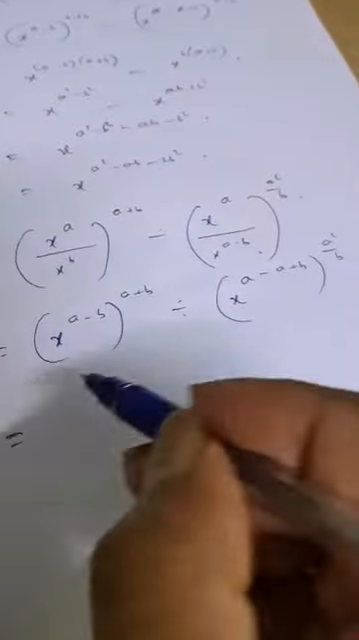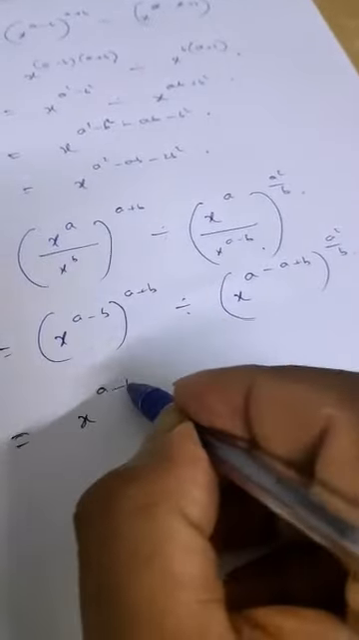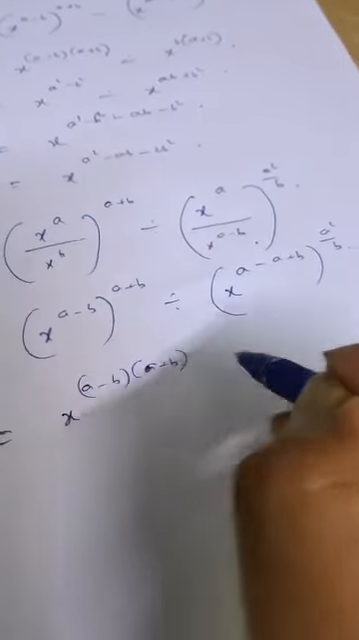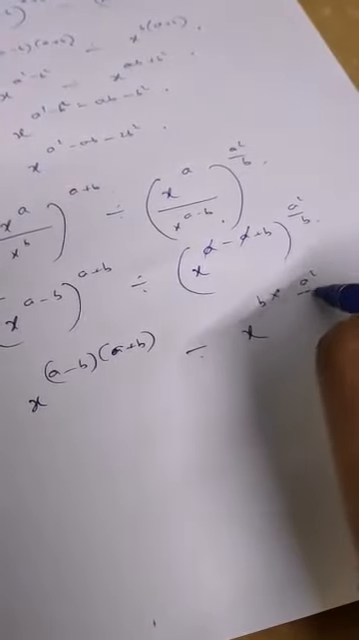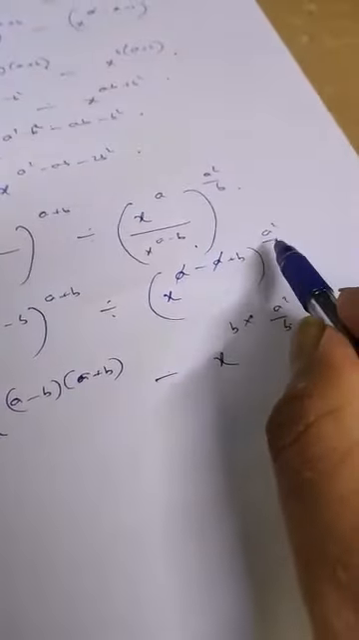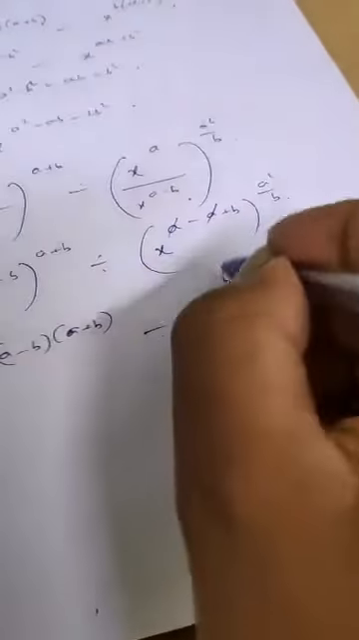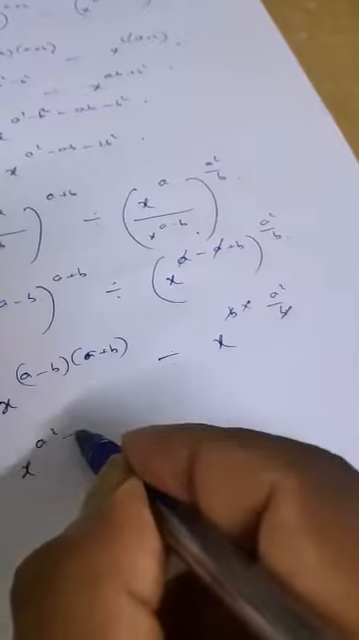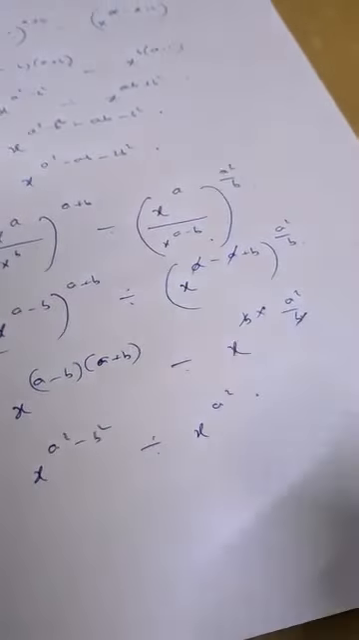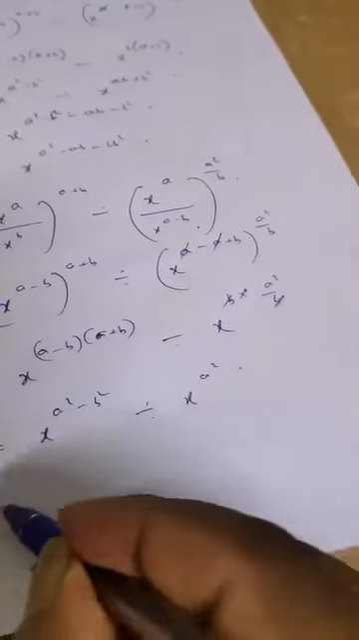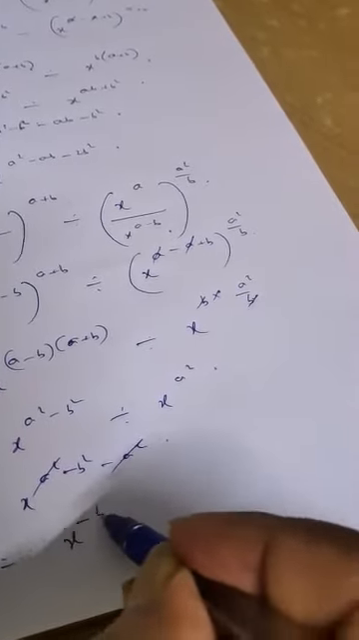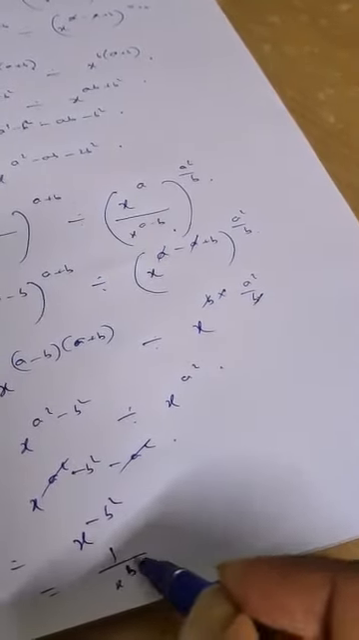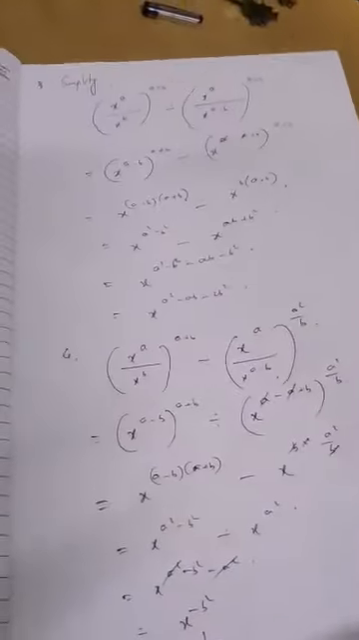This will be equal to x to the power (a plus b)(a minus b) divided by x to the power a into (a square by b), where b cancels. Using (x to the power m) whole to the power n equals m into n, this becomes x to the power a square minus b square divided by x to the power a square. Since it is division, the power will be subtracted: b square minus a square. So a square cancels. X to the power minus b square means 1 by x to the power b square. Okay? Got this one?